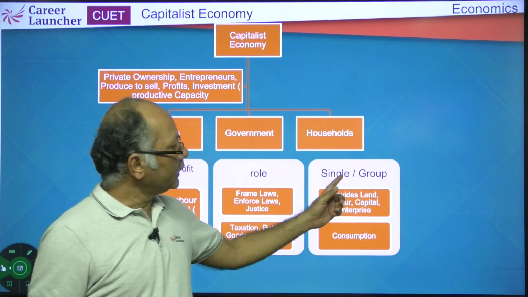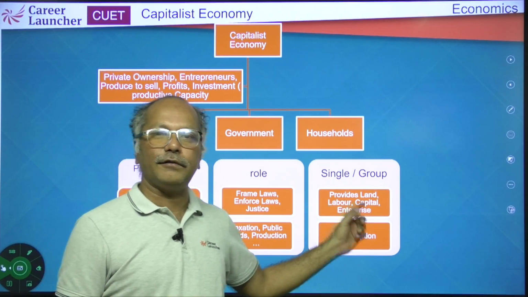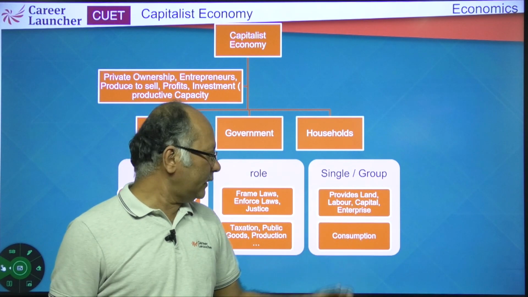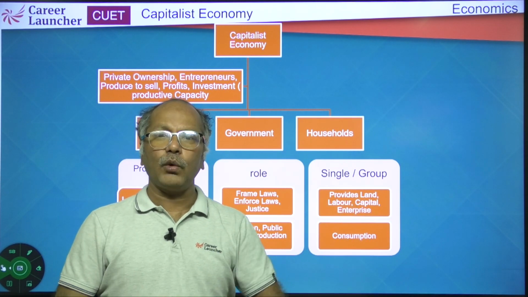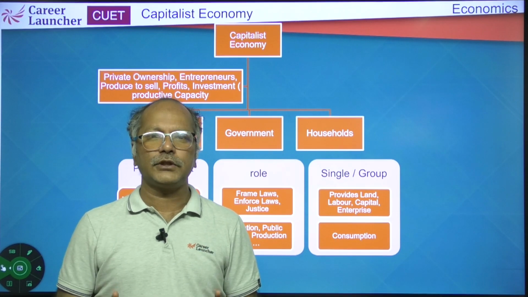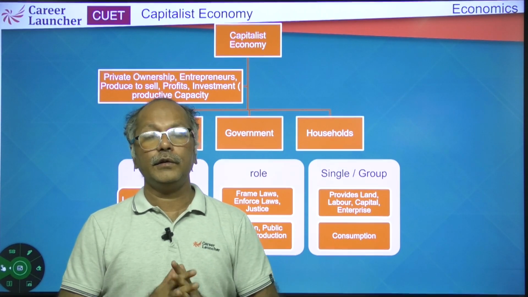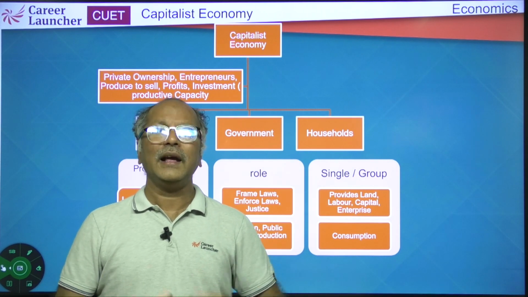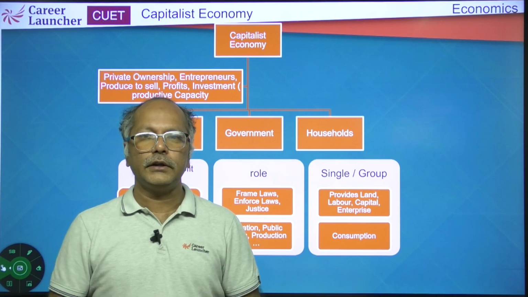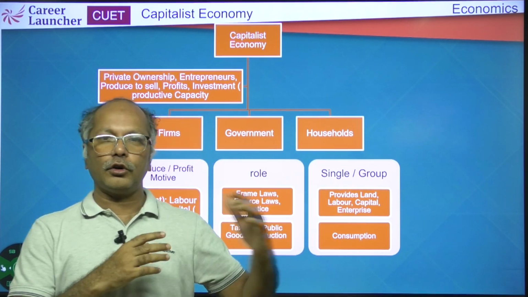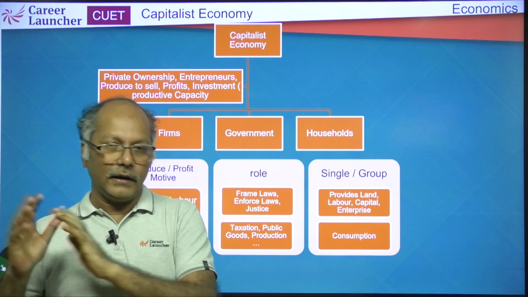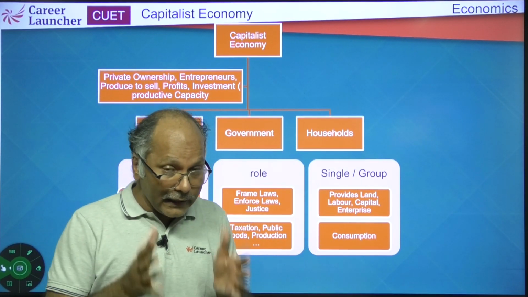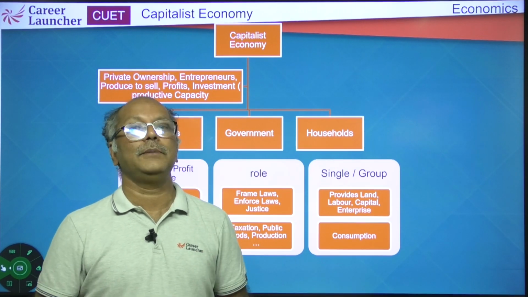the production. The households essentially provide the factors of production to the firms: land, labor, capital, and enterprise. They are also one of the critical elements of consumption. If you look at India's GDP, close to 60% of India's GDP comes from consumption. Consumption means you are buying soap, you are buying toothpaste, you're buying bikes, buying cars. All these are part of our consumption. That element constitutes close to about 60% of India's GDP.